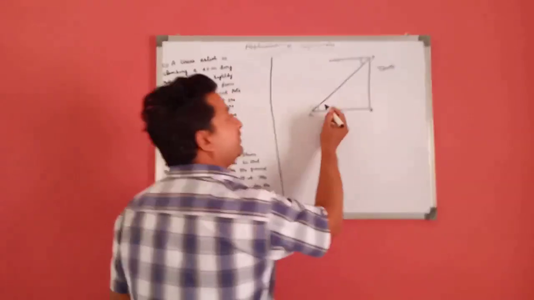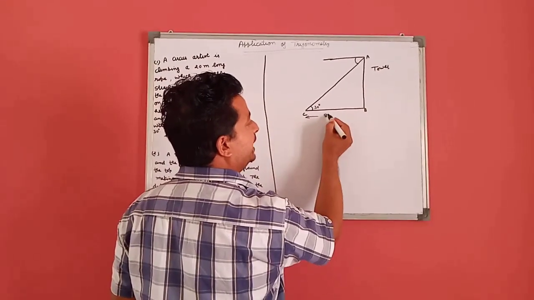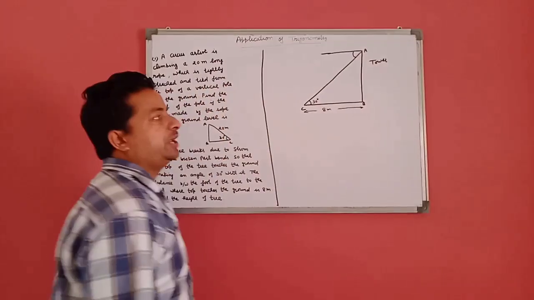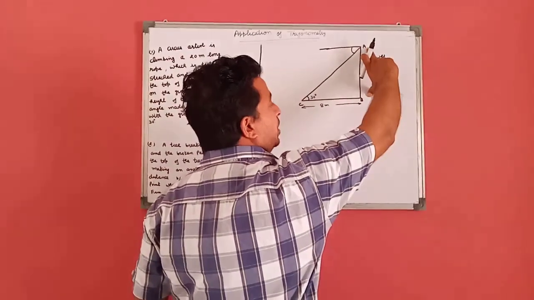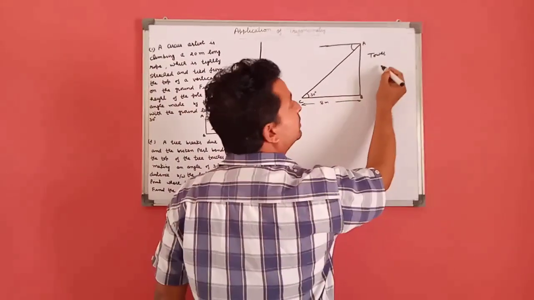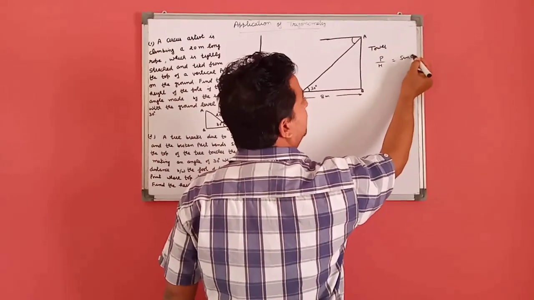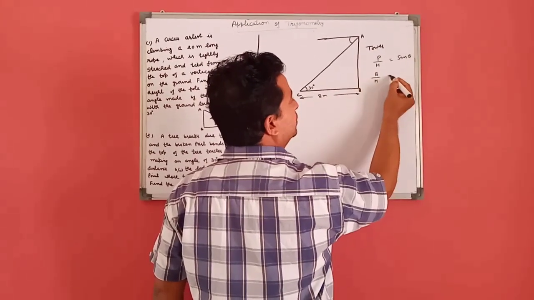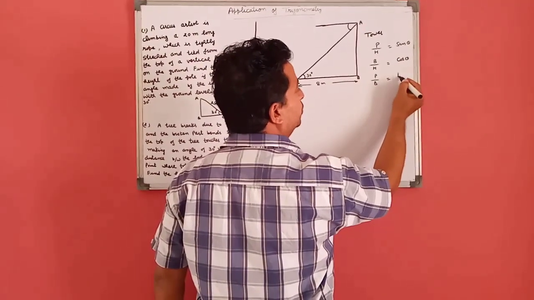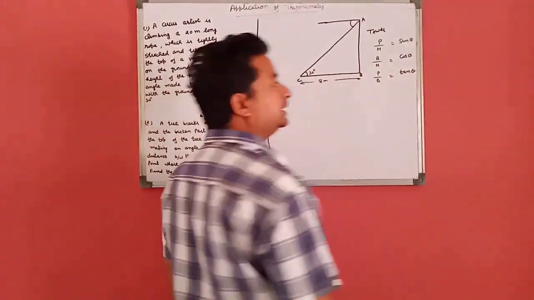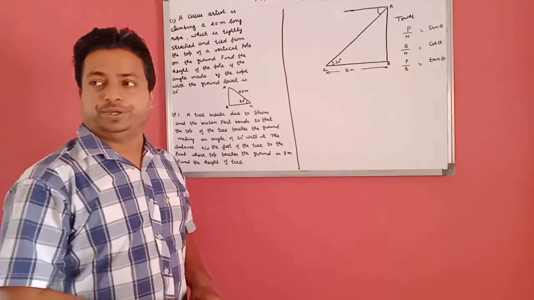Suppose that we are given this angle as 30 degrees and this distance is 8 meters, then with the help of trigonometry we can find the height of this tower. For this we use only three concepts: P by H equals sin theta, B upon H equals cos theta, and P upon B equals tan theta. These are the three concepts used in this chapter of trigonometry.